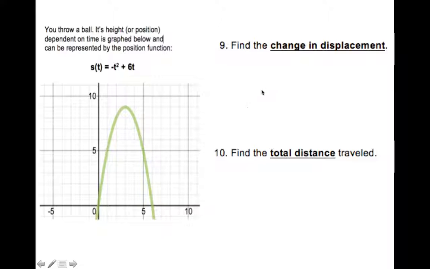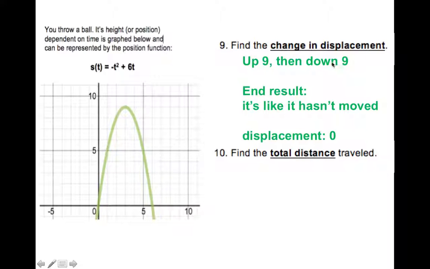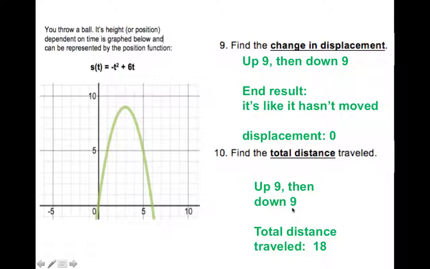So displacement just says what happened in the end. What is the net result? The net result is it didn't move. It's kind of funny to think about it that way, but it went up 9, then down 9. The end result is like it hasn't moved at all because it's back where it started. So the displacement is 0. So that's what displacement is. And then this contrasts to total distance. Total distance now is different. It's saying how much has it moved altogether. In that case, up 9, down 9, total distance is 18. So make sure you understand the difference between displacement and total distance.